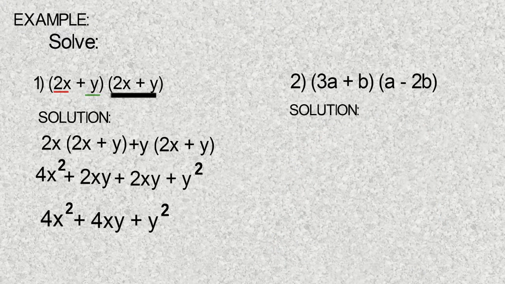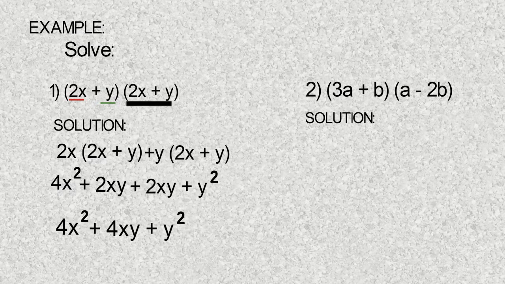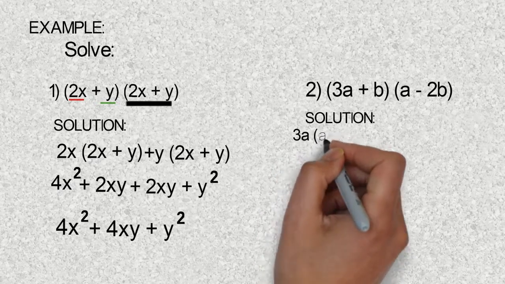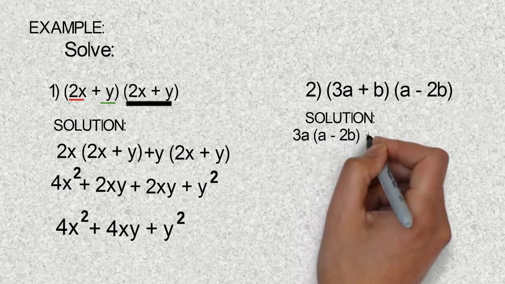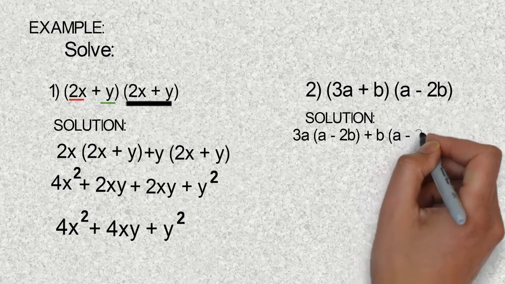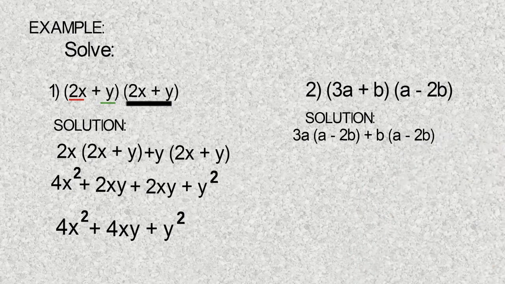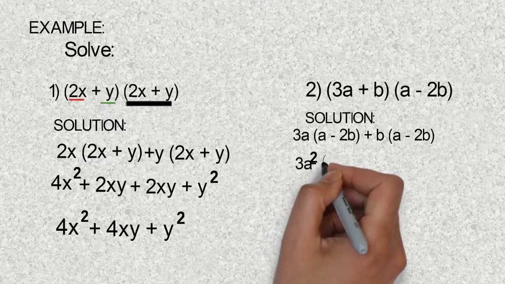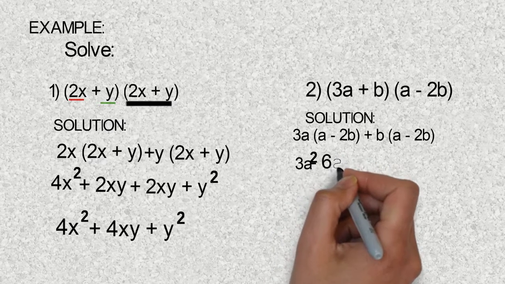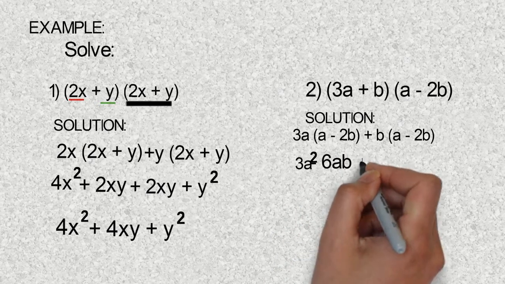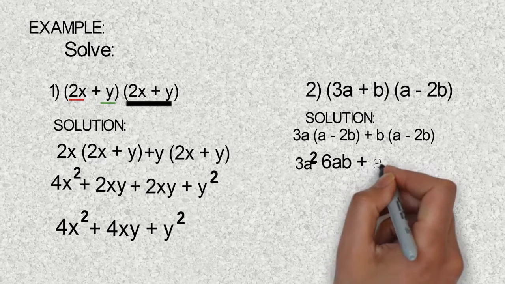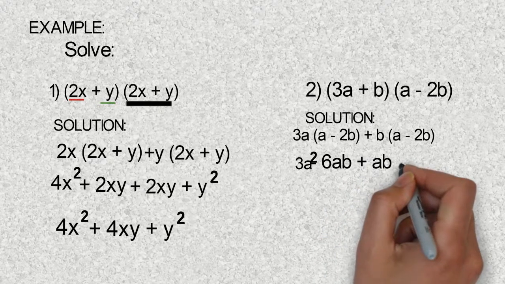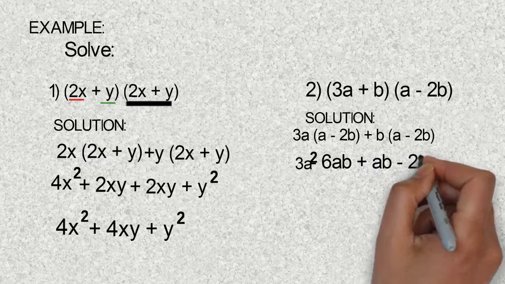What do we do here? We use 3a plus b to multiply what is in a minus 2b. So I have 3a into bracket a minus 2b plus b into bracket a minus 2b. You know how we got that? Okay, pretty simple. So we multiply through now. I have 3a times a, we have 3a squared. 3a times minus 2b will give me minus 6ab. Then plus b times a will give me plus ab.